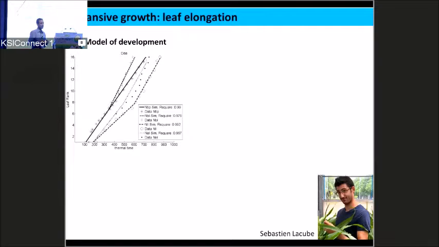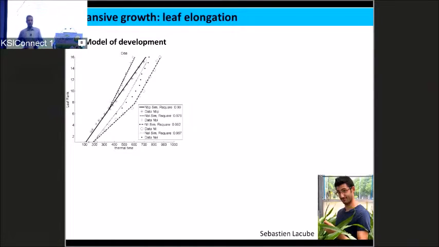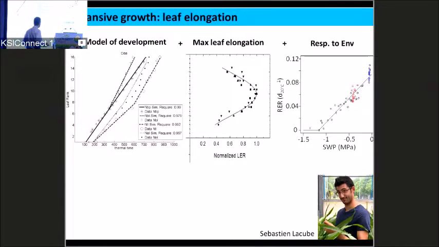So the strategy for modeling and phenotyping leaf elongation is to start with a model of development. A model of development will give, for any leaf rank, the timing of leaf initiation, the beginning of leaf expansion, leaf appearance, and the end of leaf expansion. Then we use and develop a model for the maximum leaf expansion rate, for any leaf rank, and also the responses to the environment.